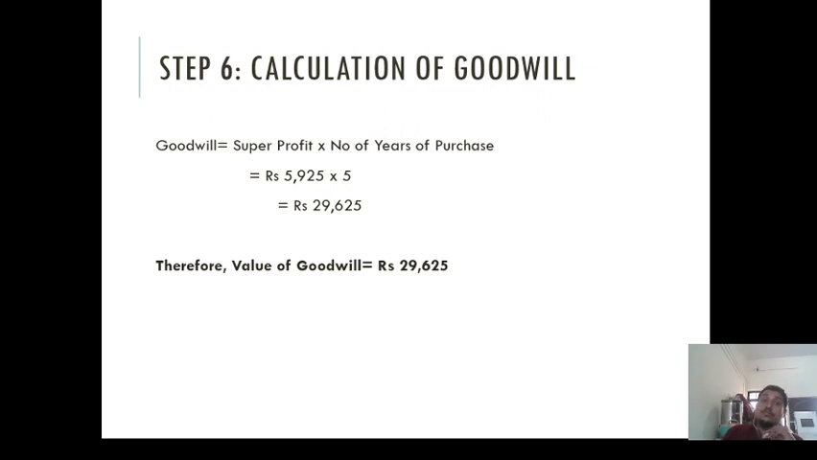So what is goodwill? Goodwill is equal to super profit into number of years of purchase. What is the number of years of purchase? 5. So 5,925 into 5. So goodwill value is rupees 29,625. So value of goodwill is rupees 29,625. So that is the end of the problem. I hope you have understood it.